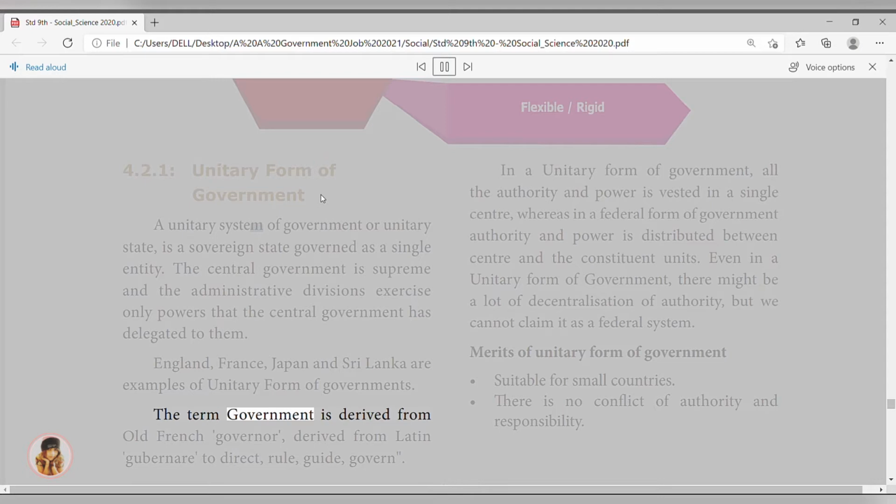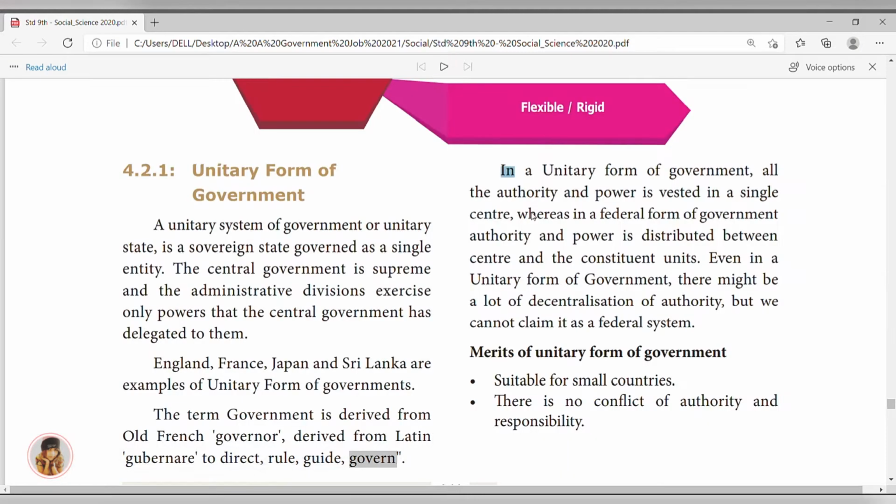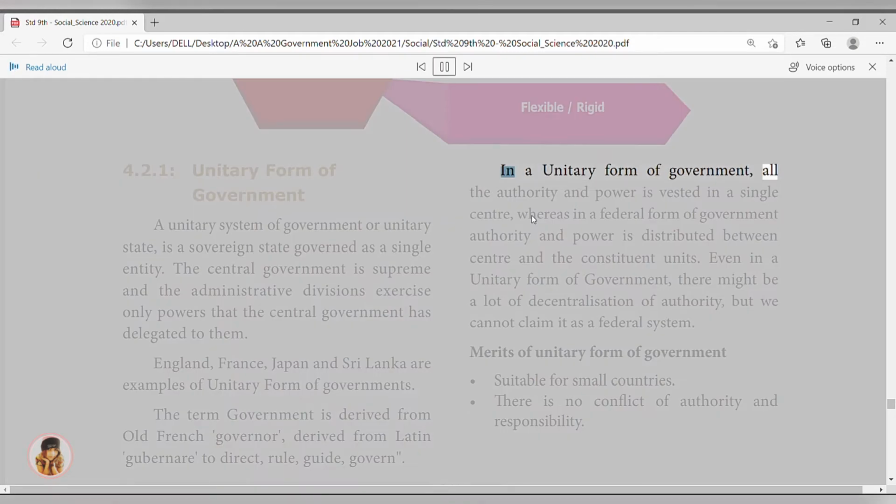The term government is derived from Old French governor, derived from Latin gubernare, to direct, rule, guide, govern. In a unitary form of government, all the authority and power is vested in a single center, whereas in a federal form of government authority and power is distributed between center and the constituent units. Even in a unitary form of government, there might be a lot of decentralization of authority, but we cannot claim it as a federal system.